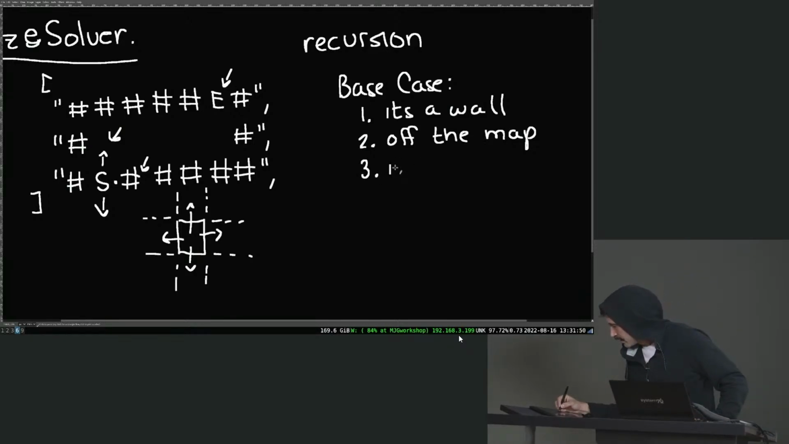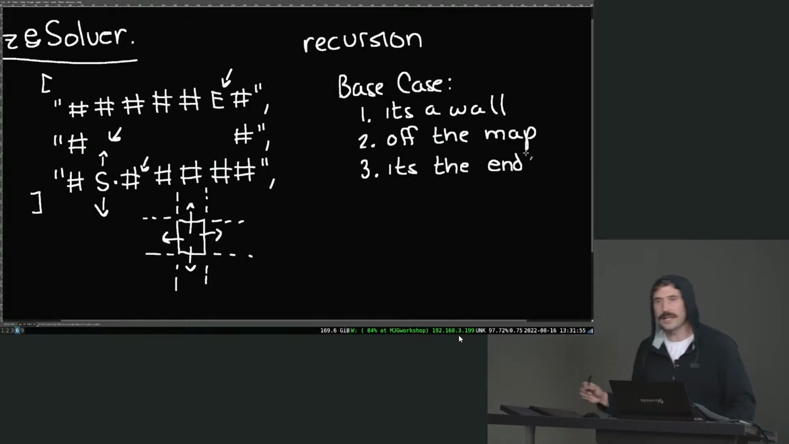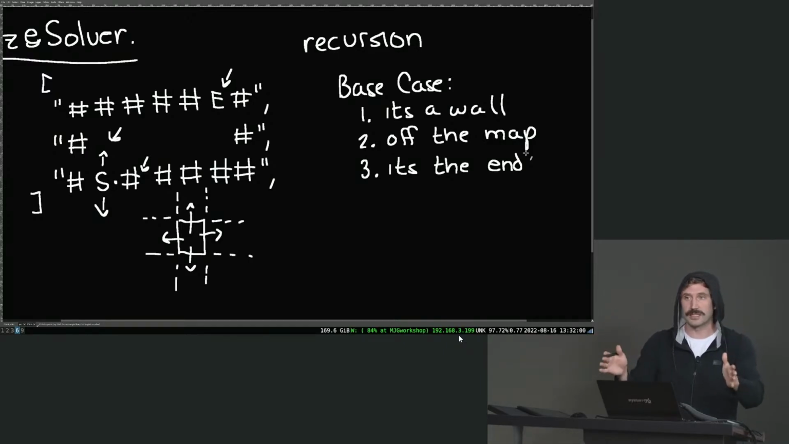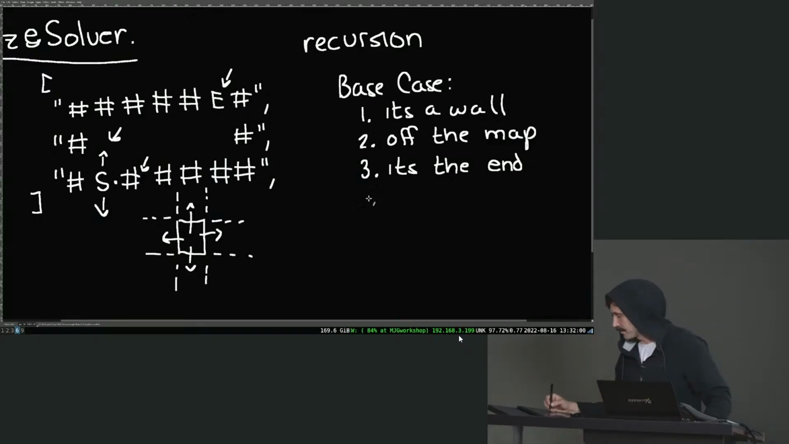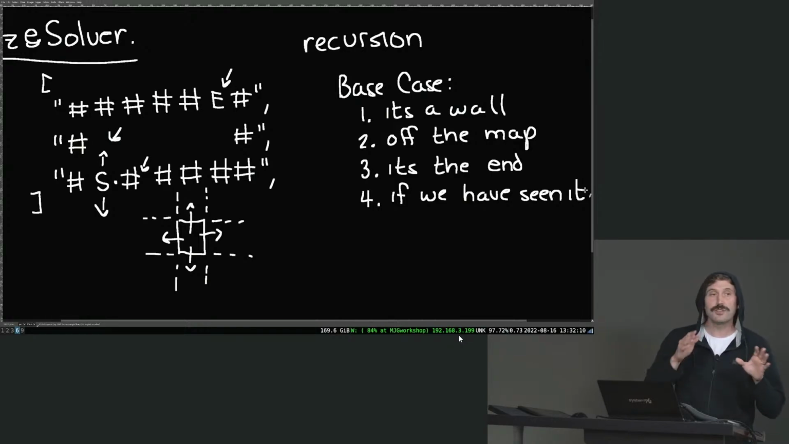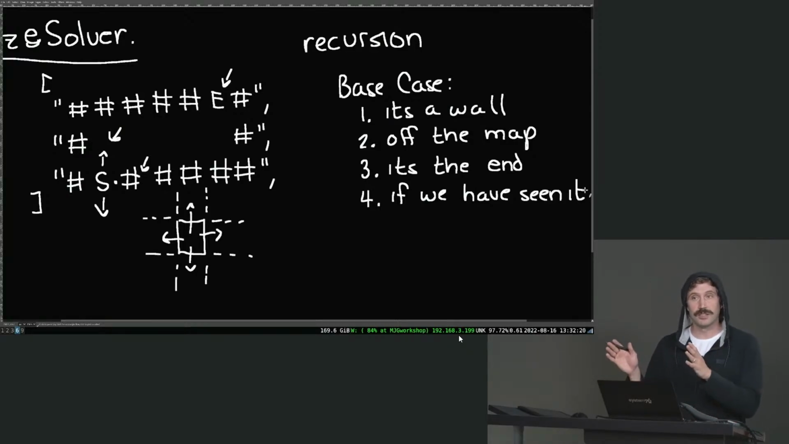Three, it's the end. Congratulations. If we make it to the end, we are done recursing, right? That is our actual goal, is to make it to that point, correct? Awesome. And then I think we might even have 5 conditions. If we have seen it. This part is very, very important. Have you seen this tile before? If you have, you also don't want to be here, right? We don't want to visit anything twice. So that's really the base cases.